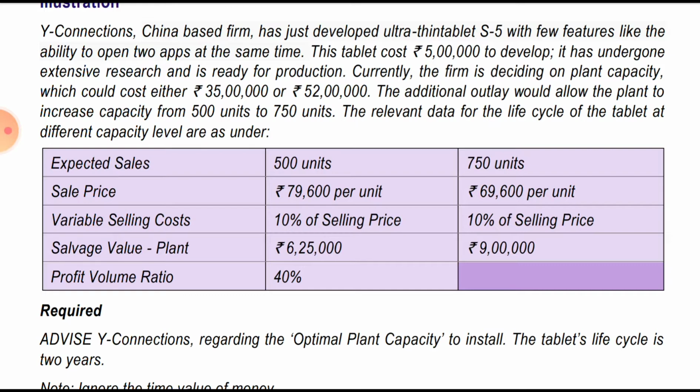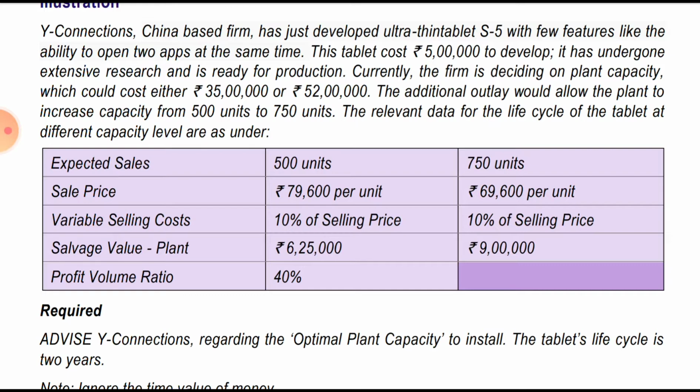second, deduct the variable selling cost, that is 10% of the selling price. So the selling price which we derived in 500 is 39,600. So 10% will be 3,960. And in 750 it will be 5220.